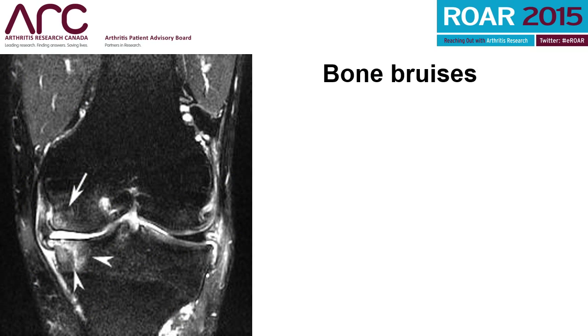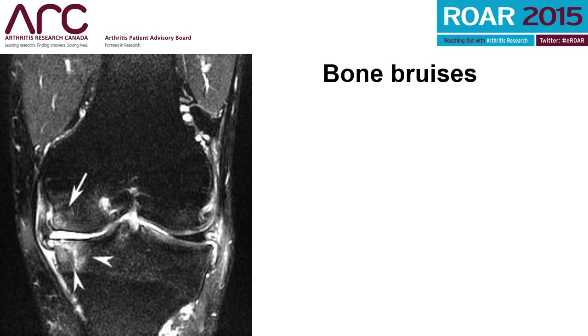Well, bone bruises is one of the features we never knew about until we started doing MRI in osteoarthritis. What's a bone bruise? Here's an example of an MRI. Here the bones are in black, and the white area is actually the abnormal area. That's your bone bruise. Here's a big, large bone bruise in the leg bone.